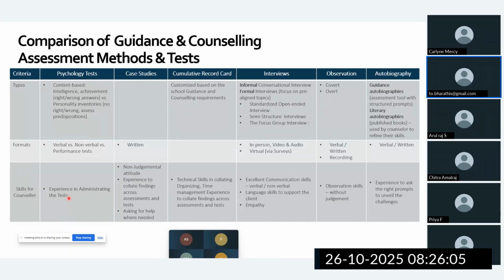And wherever the counselor doesn't have experience, especially when you do case studies, even though it's applicable for others too, but for case studies where it is all this accumulation, you need to ensure that you are asking for help, right? Don't assume that I can do everything. Instead, the counselor should be open enough to ask for support and ensure that the case study is comprehensive to take intervention. And the cumulative record is predominantly skills in terms of collating.